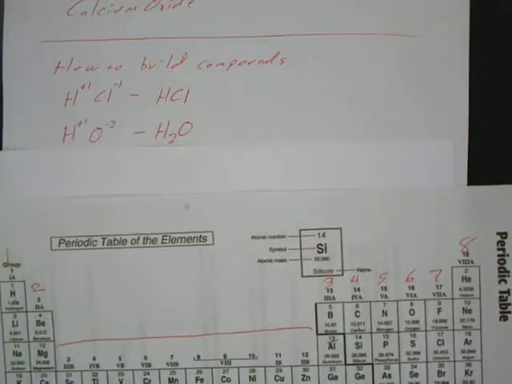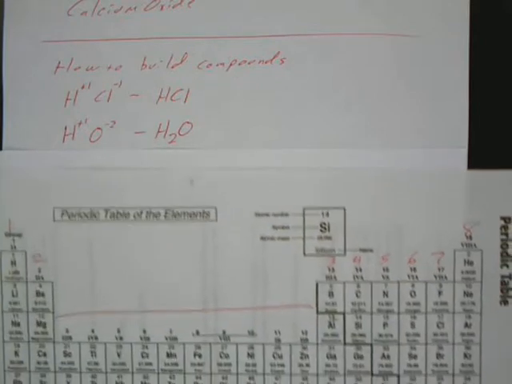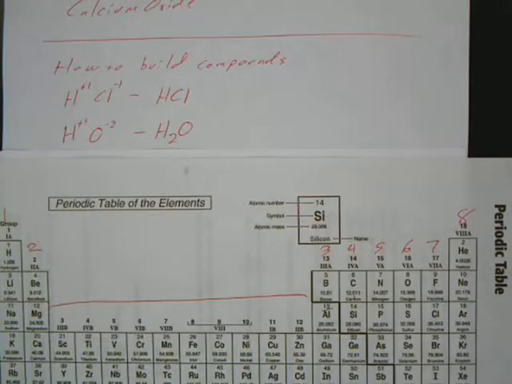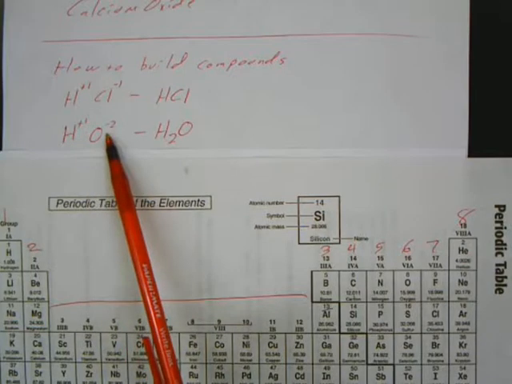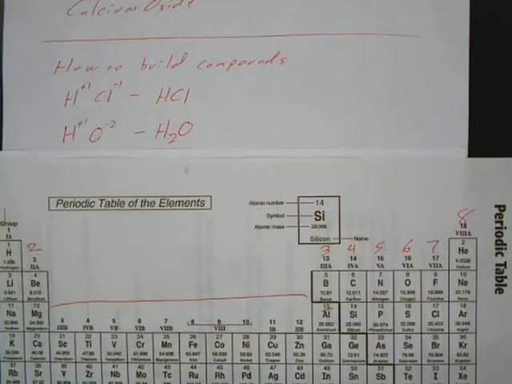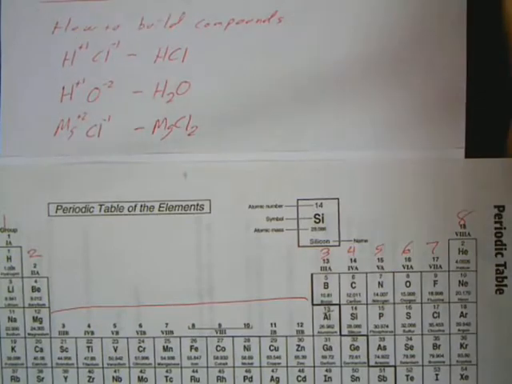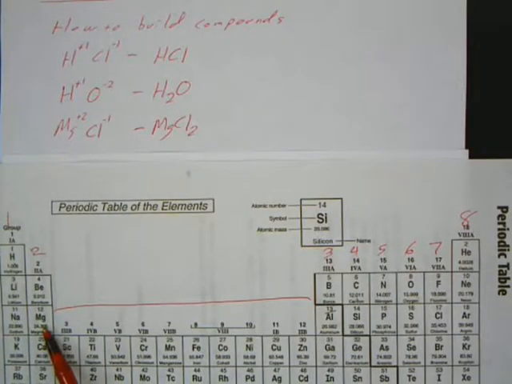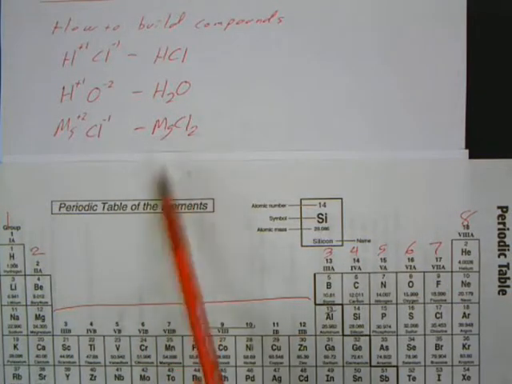Let's say this one right here. I got H plus 1, and O is negative 2, or 2 minus. So when I do that, it takes 2 of these to cancel out that one, right? So that means I've got H2O. Remember we did those? All right. How about this one? This is just going the other way. Mg is a 2 plus. Chlorine is a 1 minus. So it takes 2 of this one to cancel out this one, MgCl2.